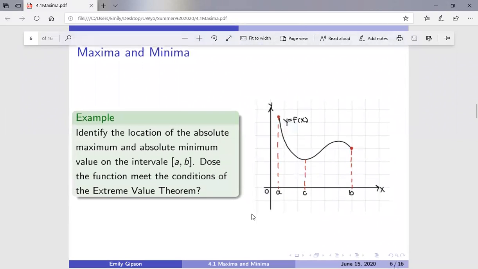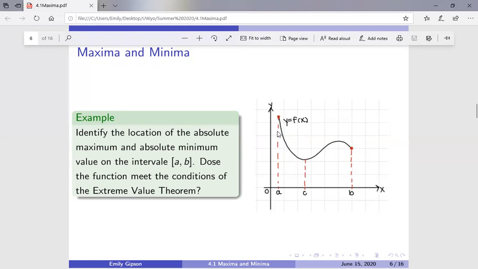So identify the location of the absolute maximum and absolute minimum value on the interval a to b. Does the function meet the conditions of the extreme value theorem? And here we have the graph of a function y equals f of x. And you can see, because I can draw this without picking up my pencil, it's continuous. We don't have any open holes, we don't have any discontinuities or jumps, and we don't have any sharp corners, so it must be continuous.